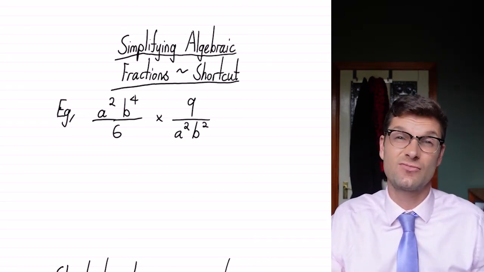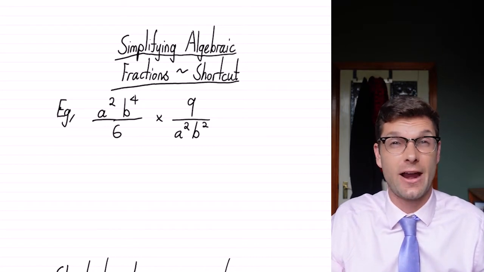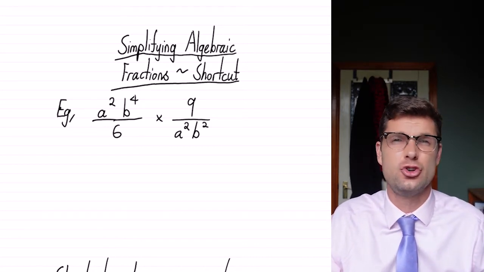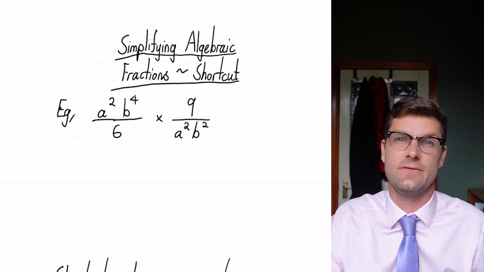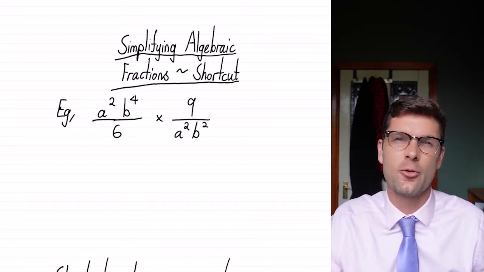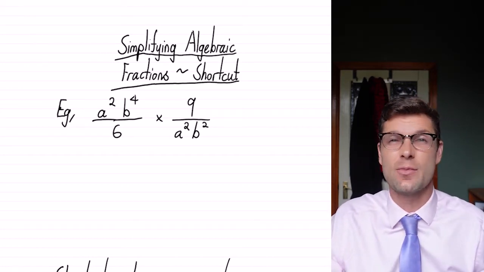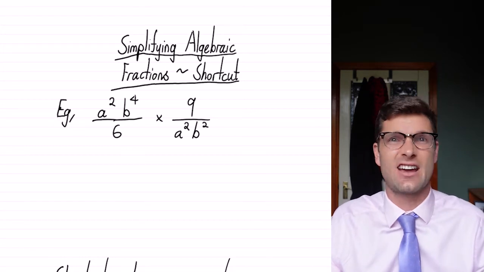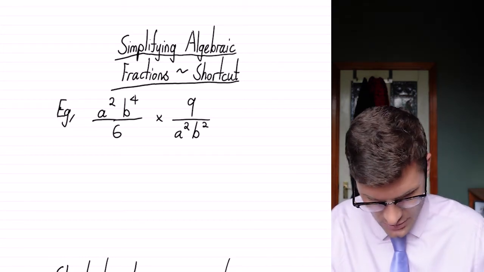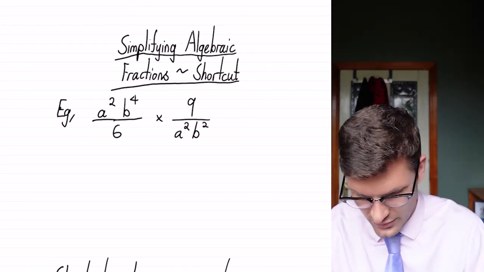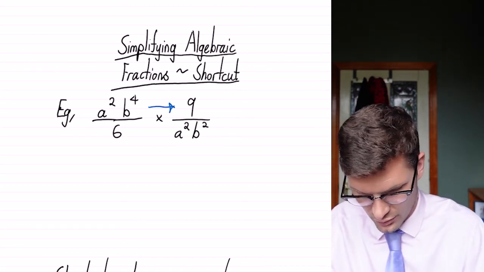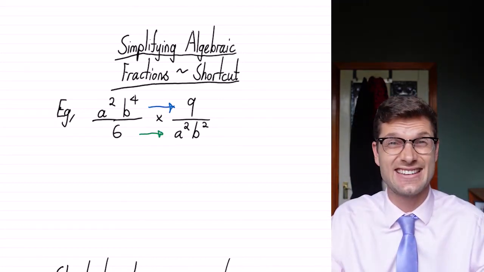Today we're going to be talking about simplifying algebraic fractions again, but we're just going to look at a shortcut for the multiplication and division. So in the last video we looked at just how we can do the multiplication quite easily. We just kind of jam everything together. So for this example, we multiply the top and then we multiply the bottom together and then simplify from there.